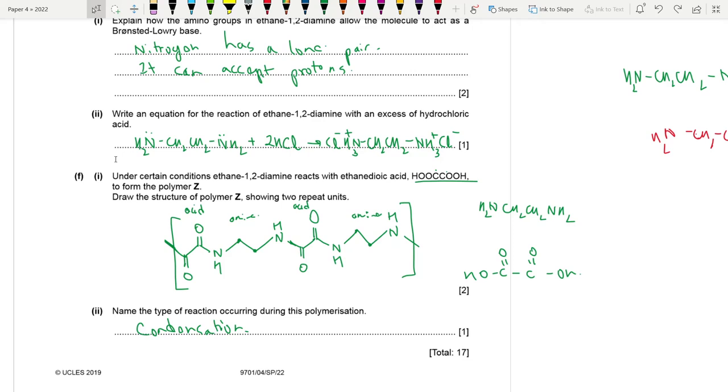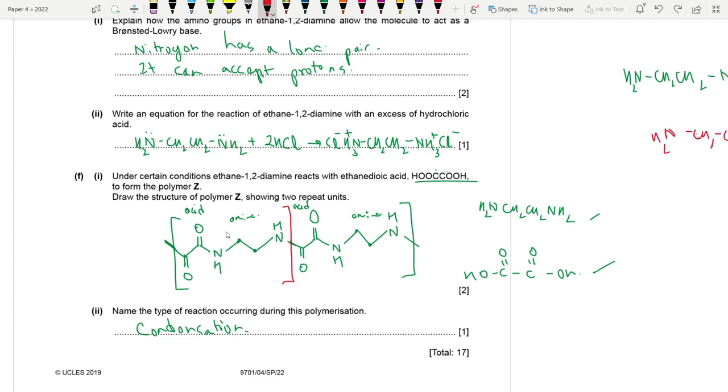So under certain conditions, ethane-1,2-diamine reacts with ethanedioic acid to form the polymer Z. So guys, I've drawn the monomers on the right hand side. This is ethanedioic acid, this is ethane-1,2-diamine. So we want to show two repeat units actually. So here's the thing. This one over here is one repeat unit. Look at this. This is the section for ethanedioic acid. This is the section for ethane-1,2-diamine. Okay, that's the logic, right?